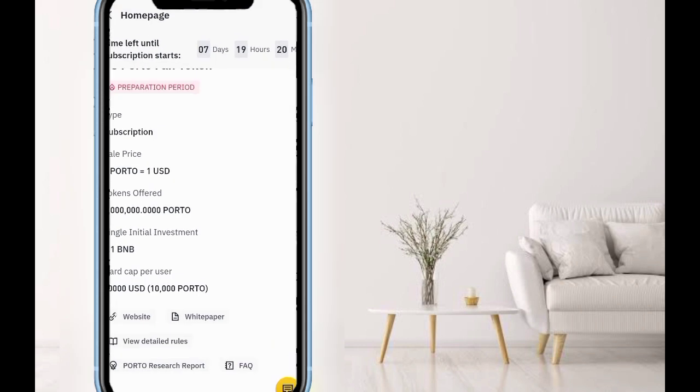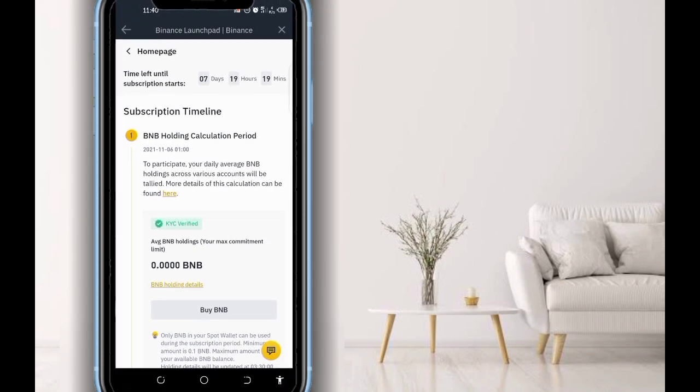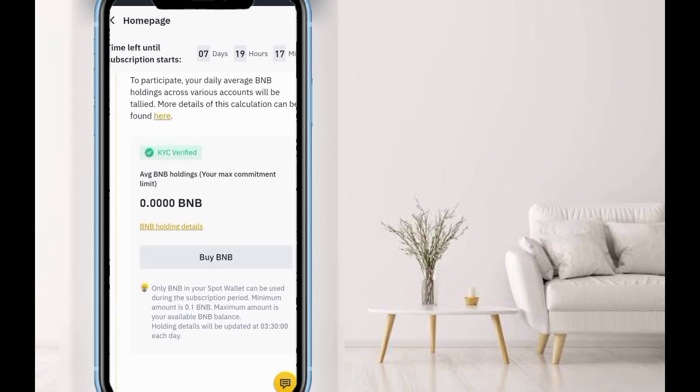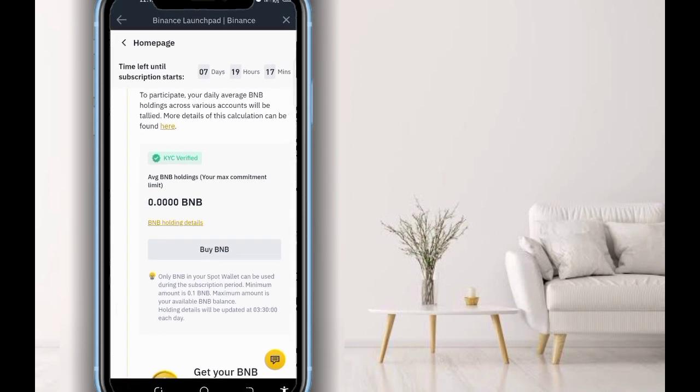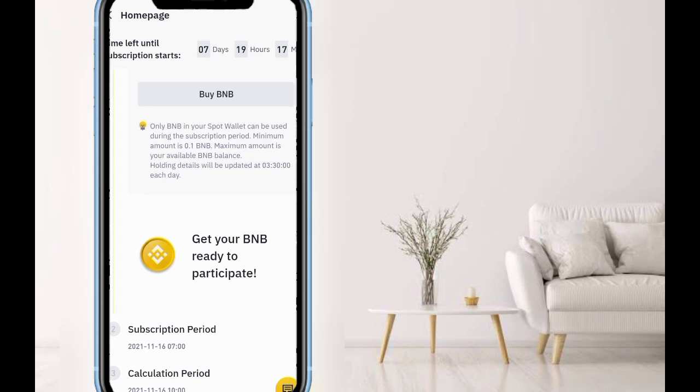When you look above the single initial investment, you will notice that the token offer is 4 million pieces of Porto. Now moving to the subscription timeline, you will see the BNB holding circulation period, which started on the 6th of November, about 3 days ago. It says that to partake, your daily average BNB holding across various accounts will be tallied. For you to partake in this, your account needs to be verified. So make sure you verify your Binance account with the video at the top right corner if you have not verified it. Also note that only BNB in your spot wallet can be used during the subscription period. The minimum amount is 0.1 BNB, and the maximum amount is your available BNB balance.